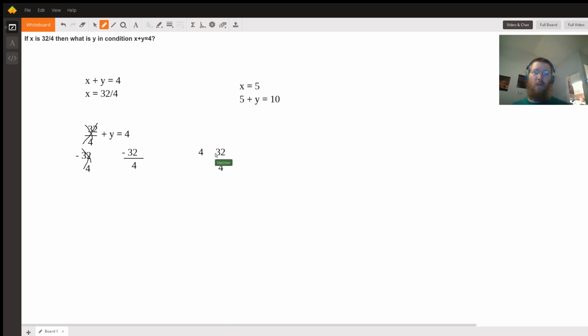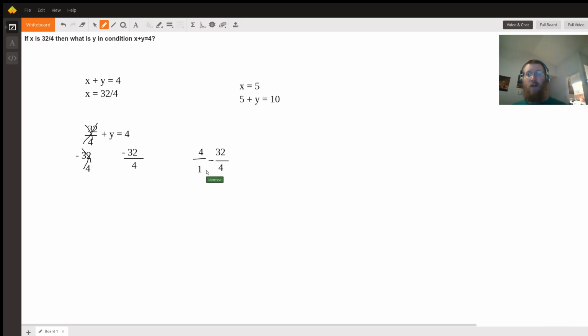Well, how do we do this? We've got to make this 4 into a fraction. Any whole number can become a fraction simply by adding a 1 at the bottom. Why is that? That's because 32 divided by 4 is the same as 32 over 4. Well, so 4 divided by 1, how many times does 1 go into 4? 4 times. So the number 4 is the same as 4 over 1. So we want to subtract this, but when we subtract fractions, we need the lowest common denominator.